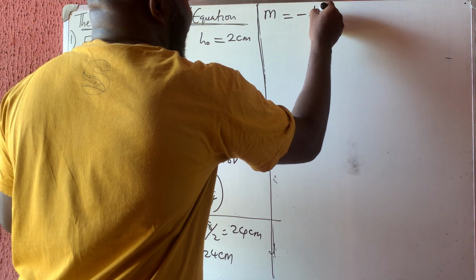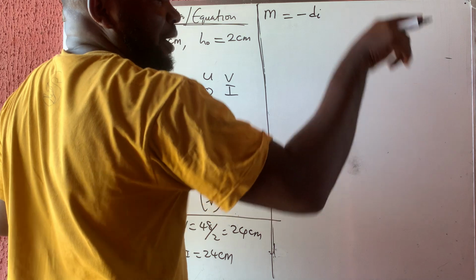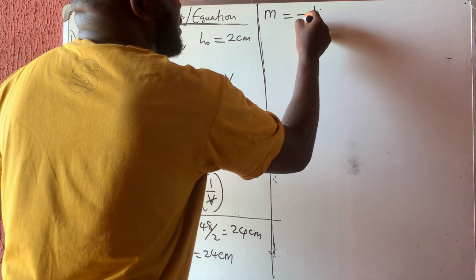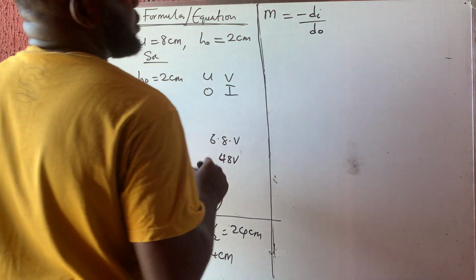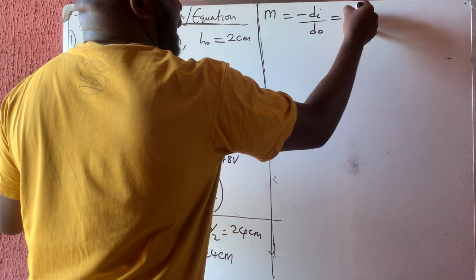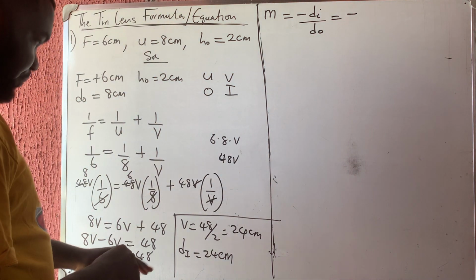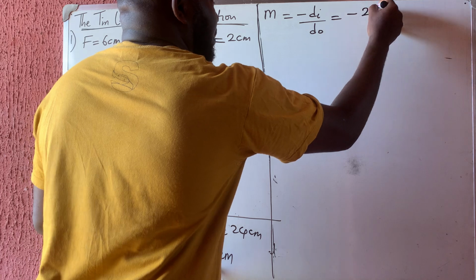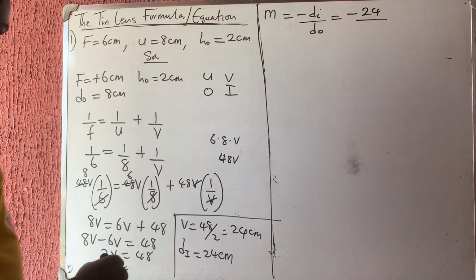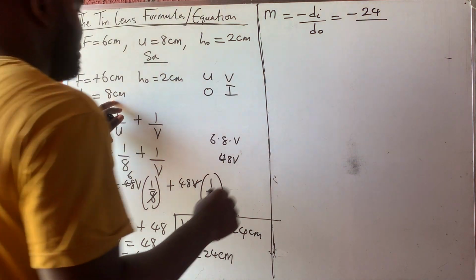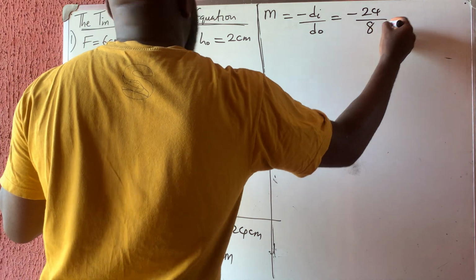So the magnification is minus d of i over d of o. The image must be on top because I'm talking about the image first before the object. So my magnification will be minus 24 over my d of o. My d of o is 8. So what do we have?